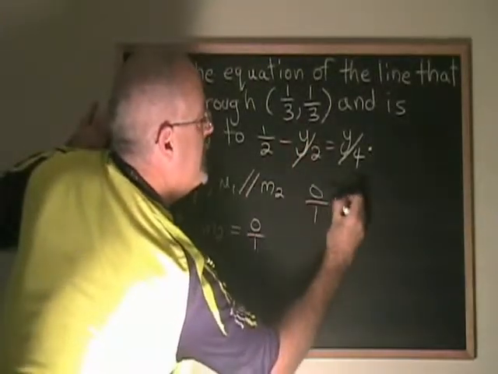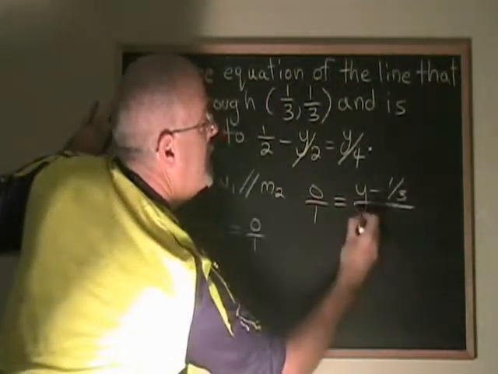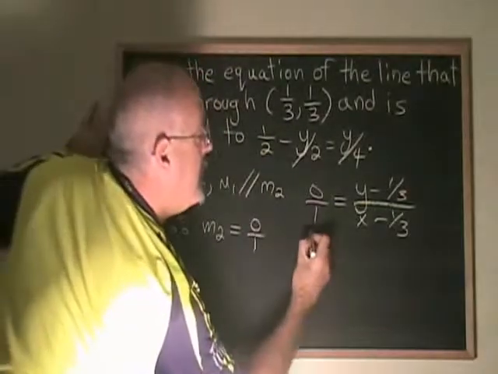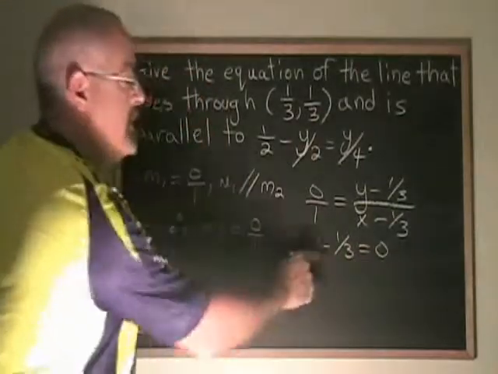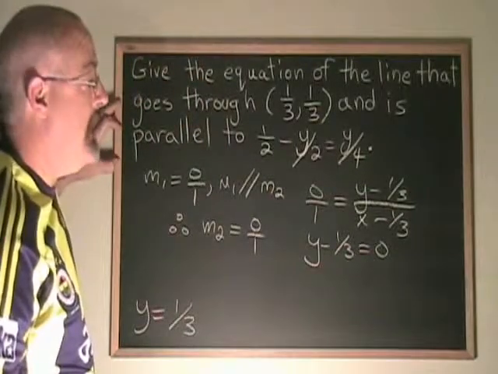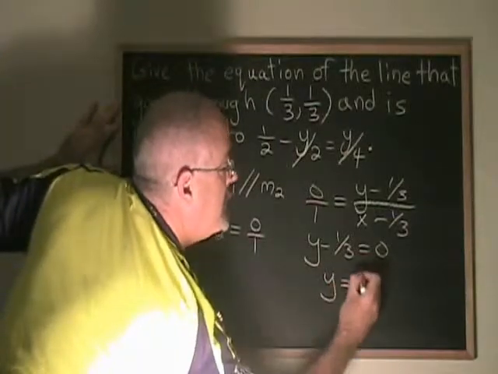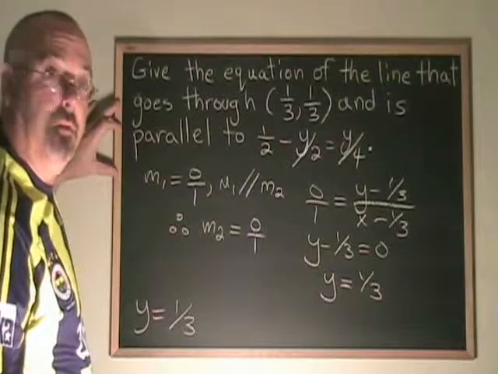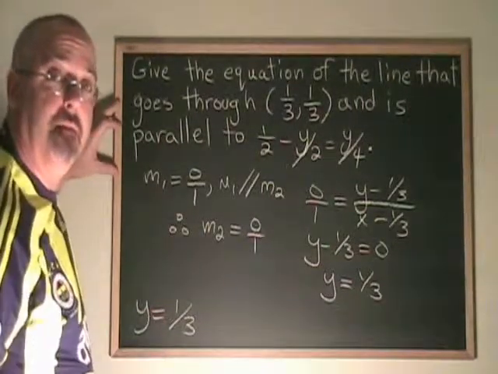0 over 1 is equal to (y - 1/3) over (x - 1/3). Cross multiplying, I get y - 1/3 is equal to 0, which can be my answer in standard form, or I can make it y = 1/3, which is my answer in slope-intercept form and is the same answer that I knew all along I was going to get.